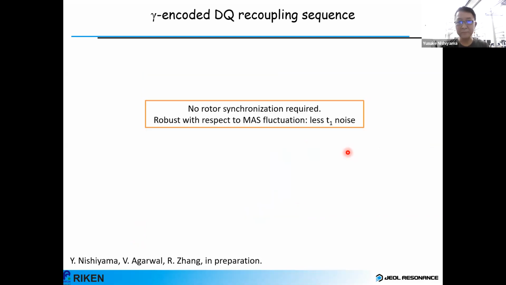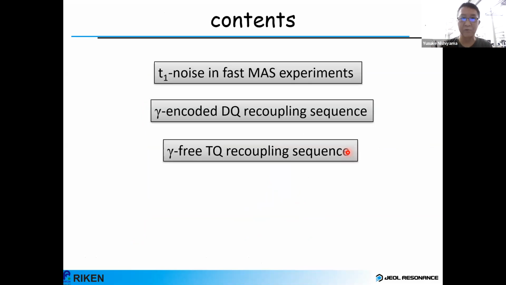improvement. So for the gamma-encoded double quantum sequence, we don't need rotor synchronization, and because of that, it is robust with respect to the spinning fluctuation that results in T1 noise. I believe this is one of the practical solutions for double quantum, single quantum correlation experiments.